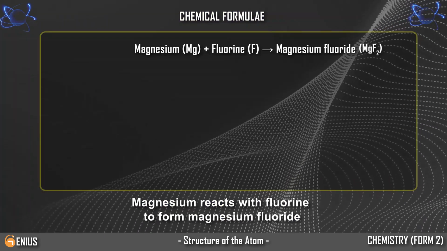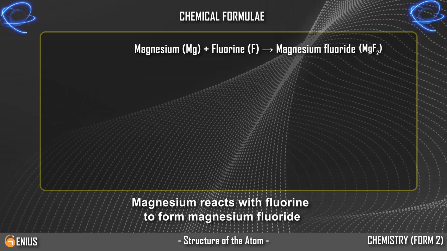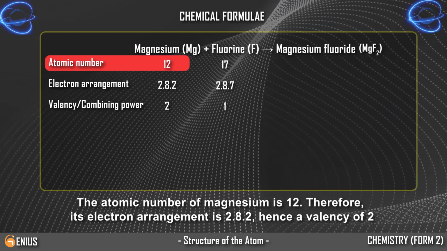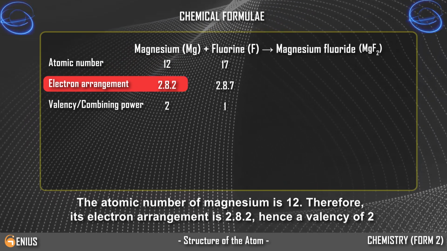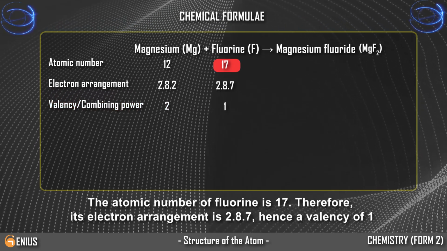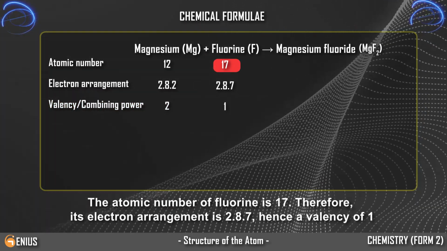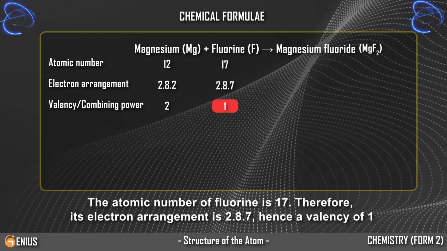Magnesium reacts with fluorine to form magnesium fluoride. The atomic number of magnesium is 12. Therefore, its electron arrangement is 2.8.2, hence a valency of 2. The atomic number of fluorine is 17. Therefore, its electron arrangement is 2.8.7, hence a valency of 1.